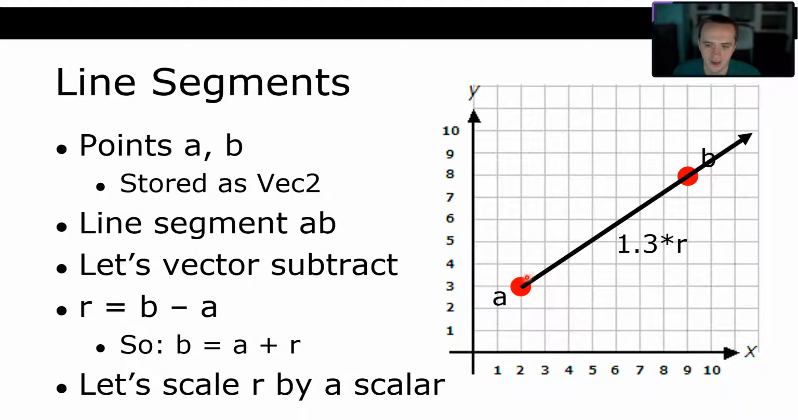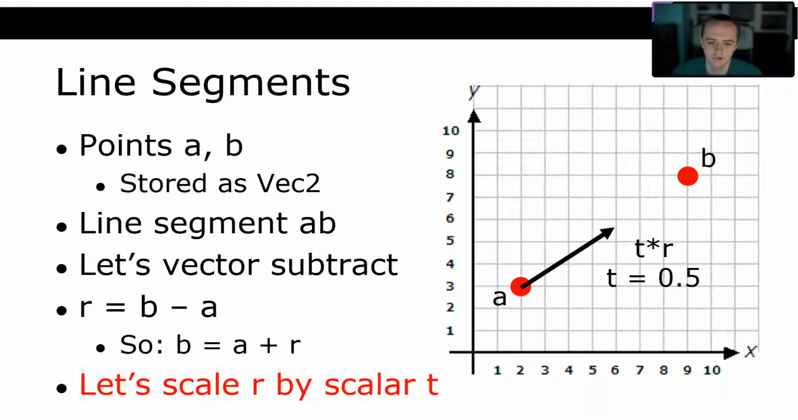So it would go from A, and if I said, for example, negative 0.5, then I would have this vector right here, because it would be in the opposite direction because it's negative, and it would go about half the distance from A to B.